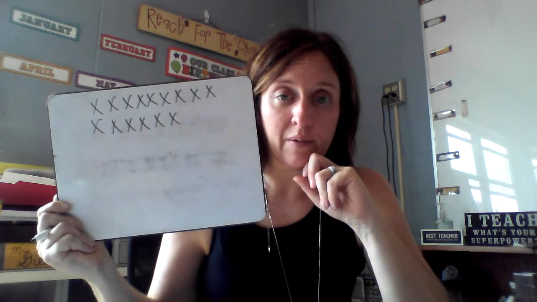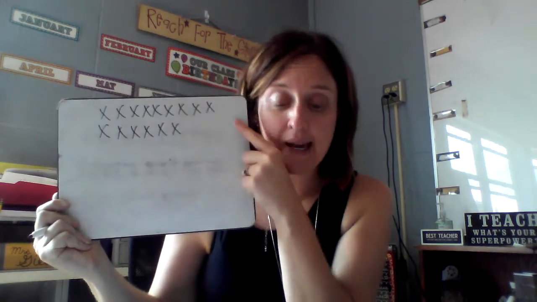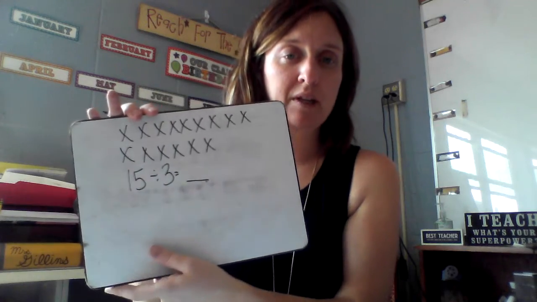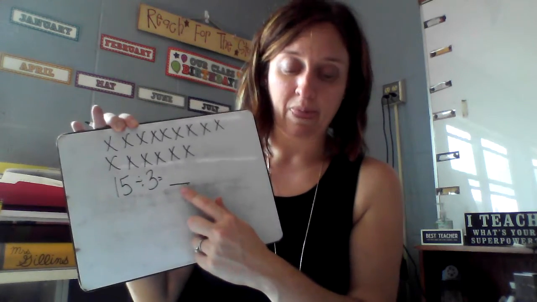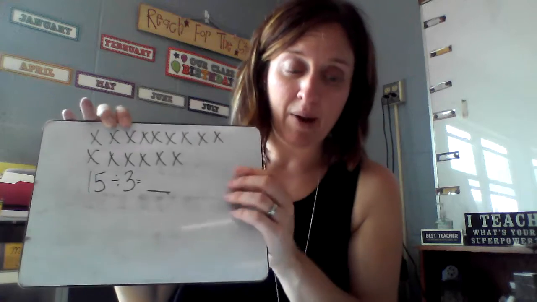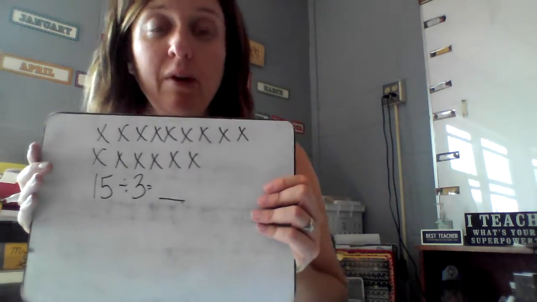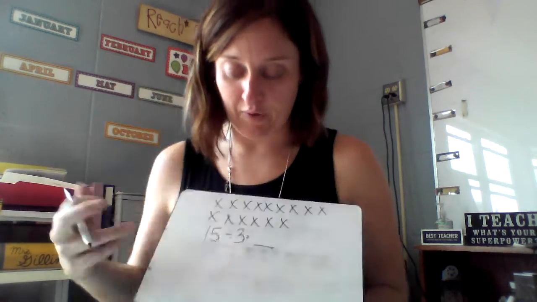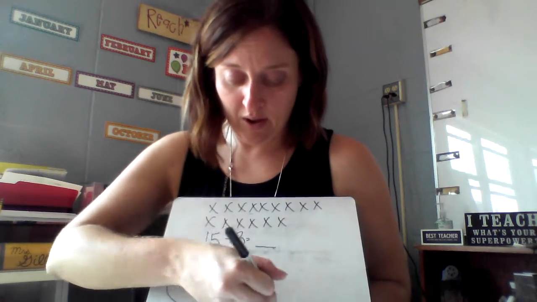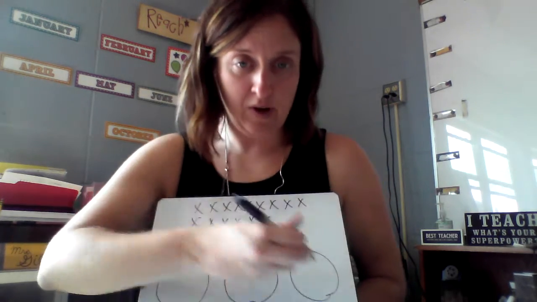So I know the total number I have, 15. I know how many groups I'm going to have, 3. I just don't know how many are going to be in each of my groups. That's my unknown. So I'm going to start by partitioning out all my x's, and I'm going to go one at a time, and I'm going to put them in 3 different groups. So there's 1 group, 2 groups, 3 groups.